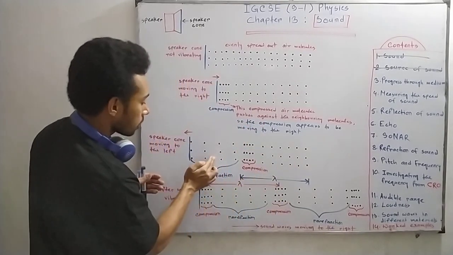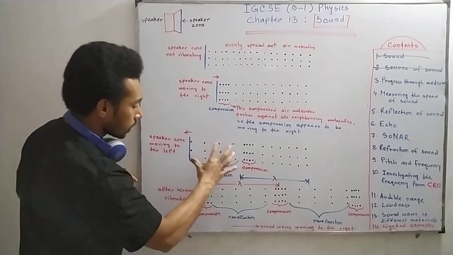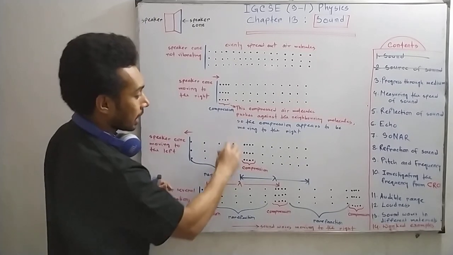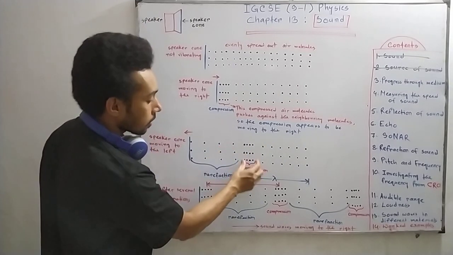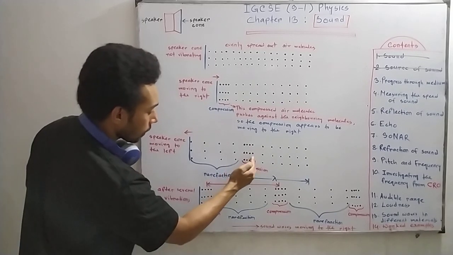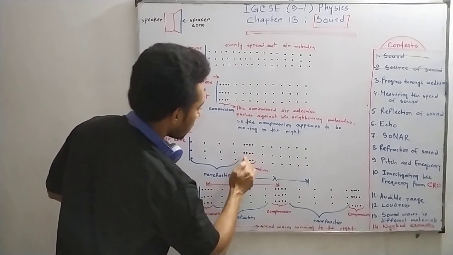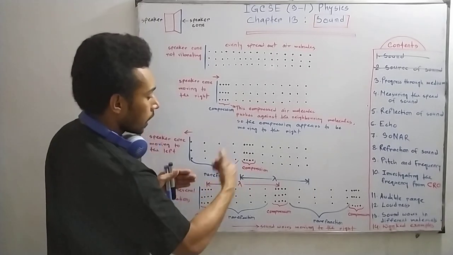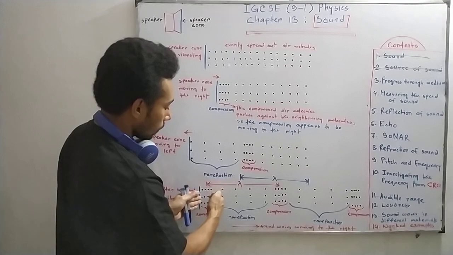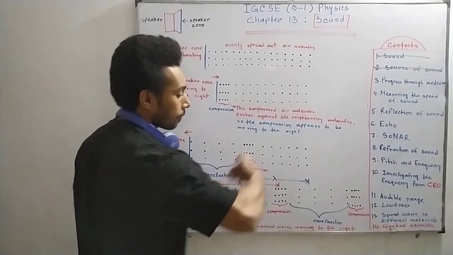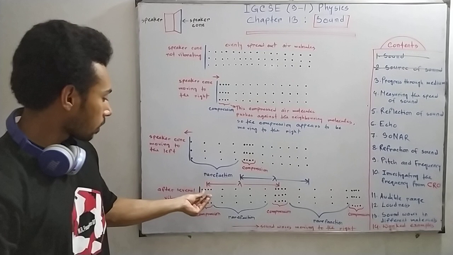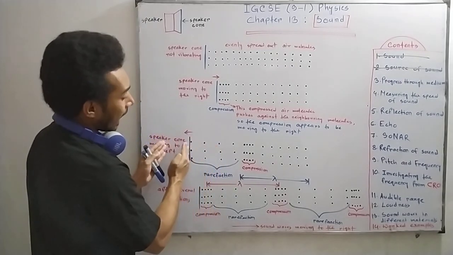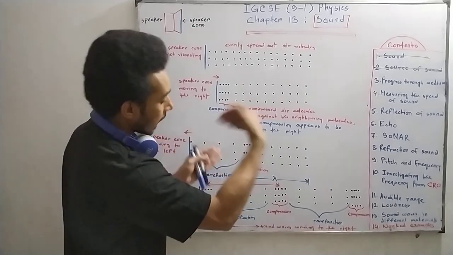Okay, and this is rarefaction, the region where the air molecules are further away, and the region where the air molecules are compressed is called compression. Look at this diagram. The compression appears to be moving to the right, and after several vibrations, you'll see a series of compression and rarefaction moving from left to right. After this compression, rarefaction, it will again move to the right and again produce another compression.